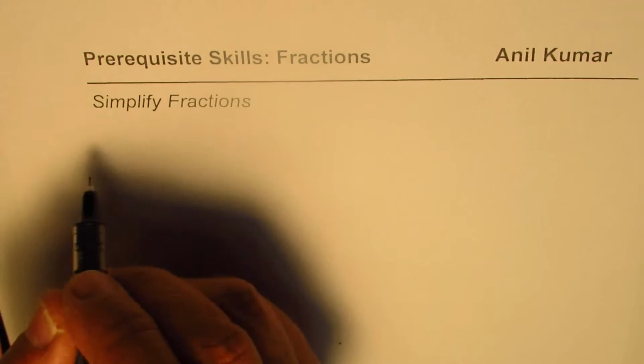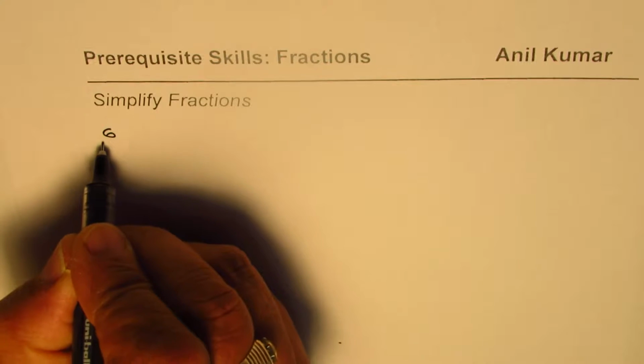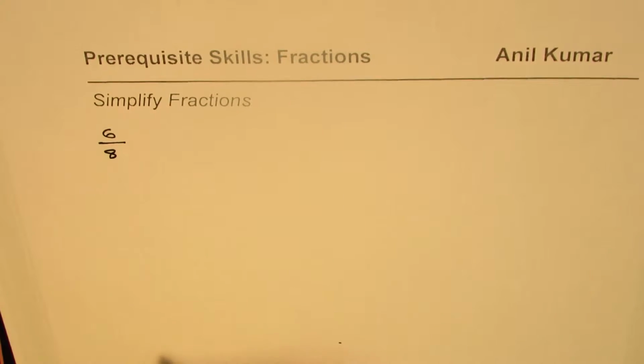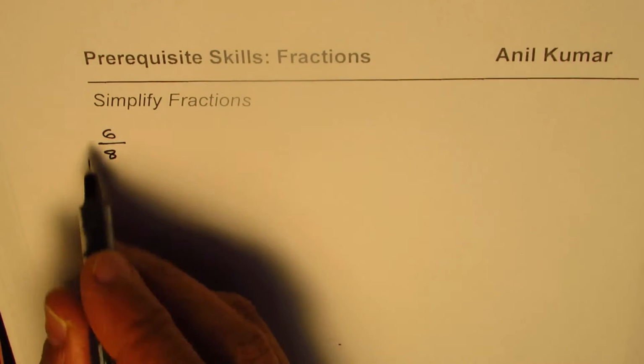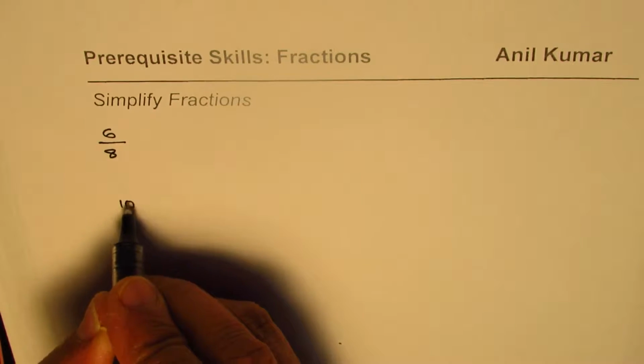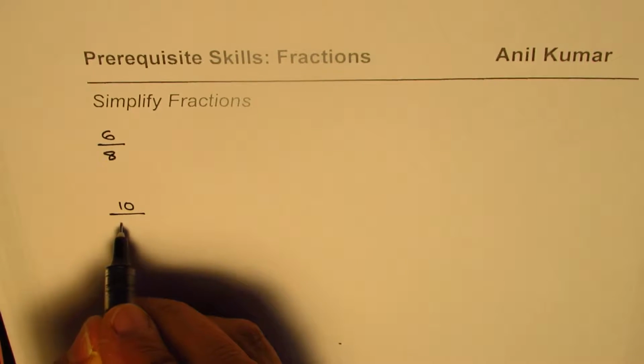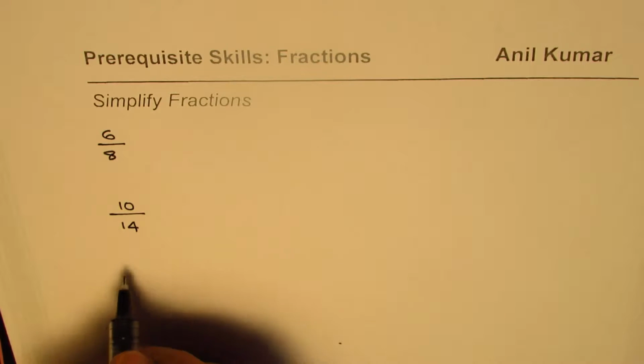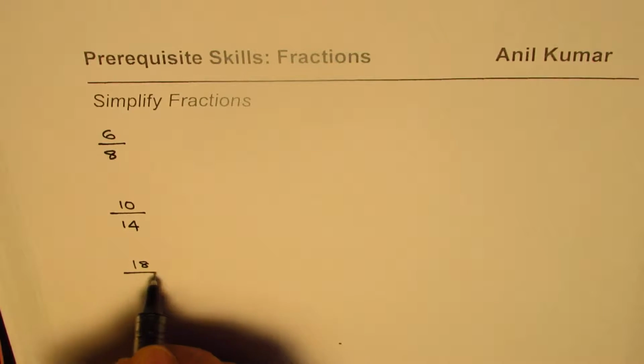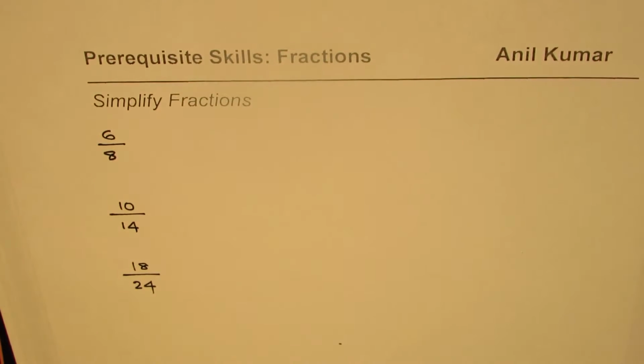So let me take a few examples. Let us say if I have 6 over 8, how are we going to simplify it? So let me take simpler ones like this. Let's say 10 over 14, and we could take 18 over 24, okay? So let's say these are fractions which we need to simplify.